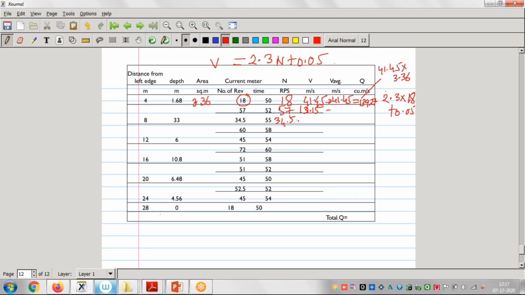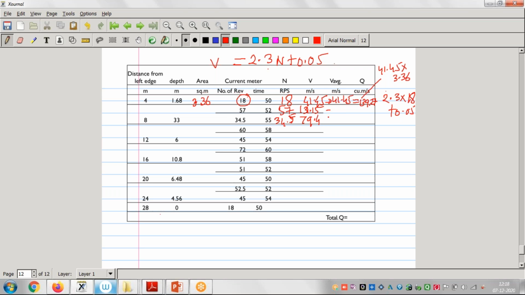Put the value here and tell me what the velocity would be. In this case, 2.3 multiplied by 34.5 plus 0.05. 79.4, correct. Very good. 79.4.